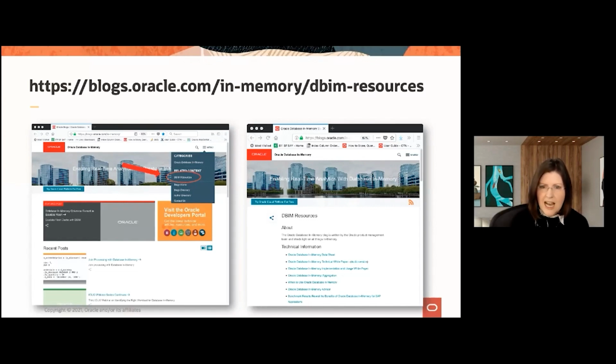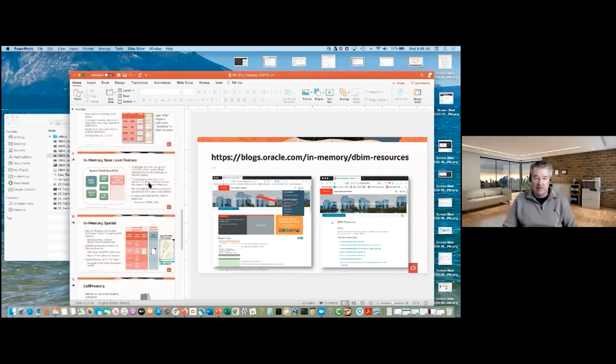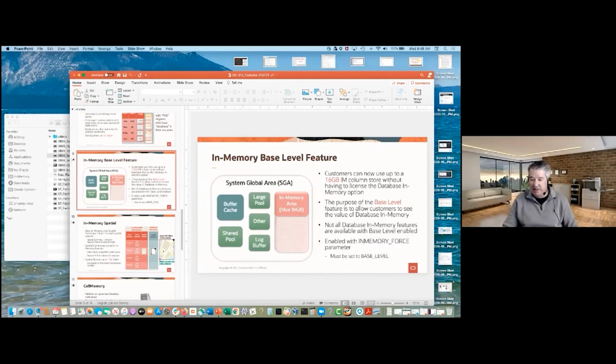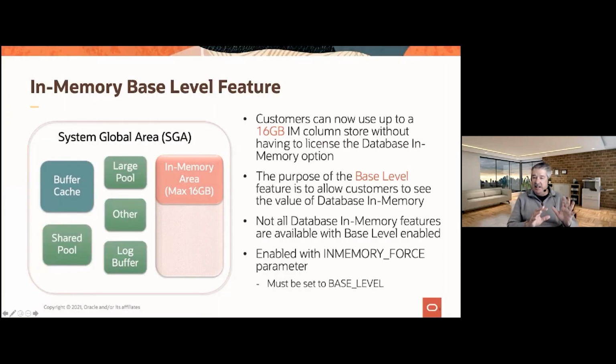Roger's asking, you did say that there is 16 gigs of in-memory free with this base feature, with the base level. Can you let us know when or if it's been backported to 19c? Oh, yes. And we did, sorry, I guess I maybe glossed over that. So with the 19.8 RU, the in-memory base level feature works in 19c and then obviously works in 21c.